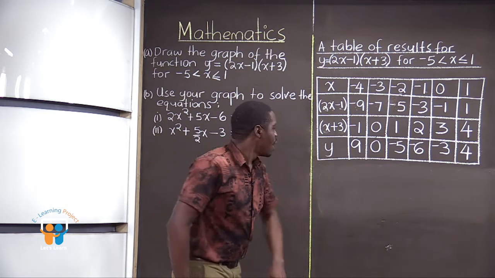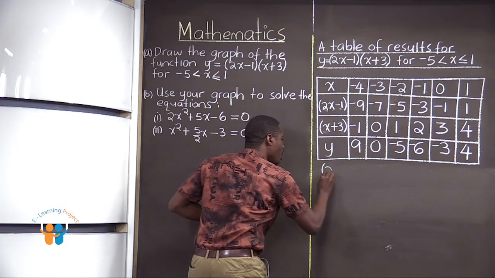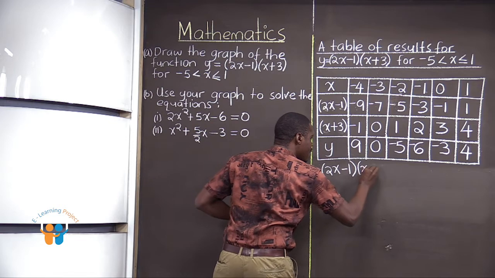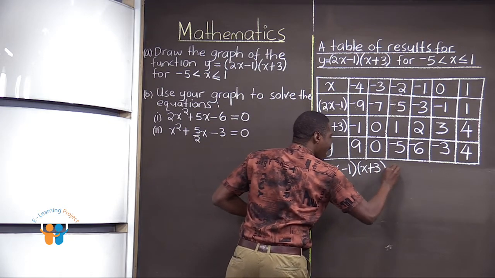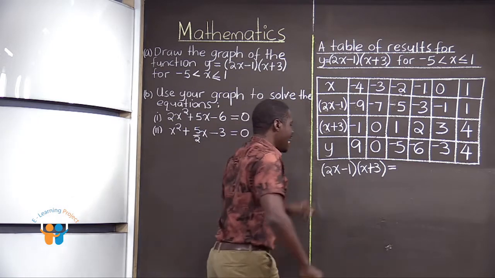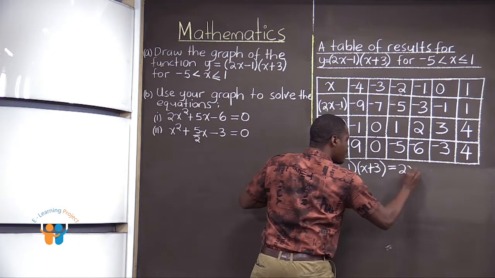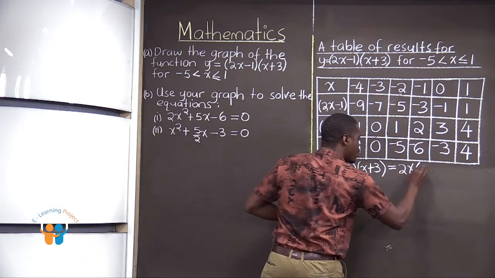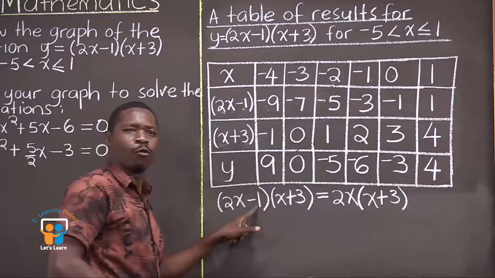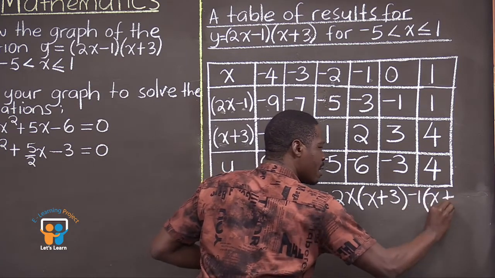Alternatively, viewers, of course you're not supposed to use both methods. But remember, we can get the 2x minus 1 and the x plus 3. And we do what? We expand them. Expanding simply means to open the brackets. Let us see what we get when we open the brackets. 2x will come first into the second bracket, which is x plus 3. And then lastly, we bring in the negative 1, the negative 1 still into x plus 3, which is that.